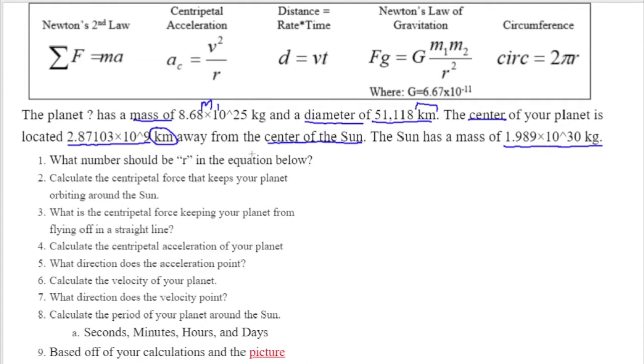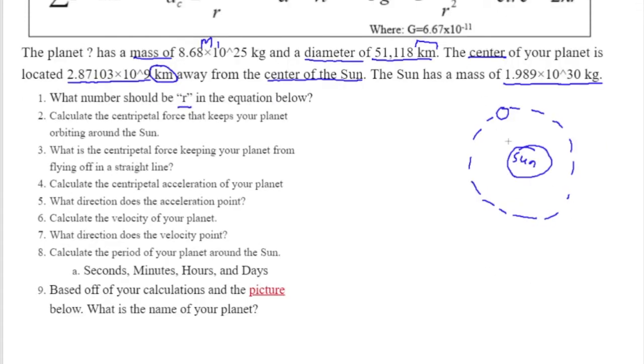So number one says, what number should be R in the equation below? Well, below it's asking us to solve for the centripetal force that keeps our planet orbiting around the sun. So really quickly, let's just draw a picture of that. So here is the sun, okay? And then here is our planet that is orbiting around it. And we know that the orbit is going to look something like this because it's experiencing uniform circular motion. So if this is our planet and this is our sun, we need to find the distance between those two centers. So from here to here.